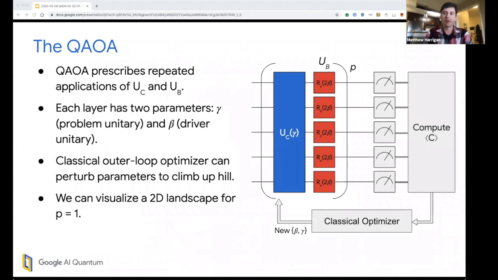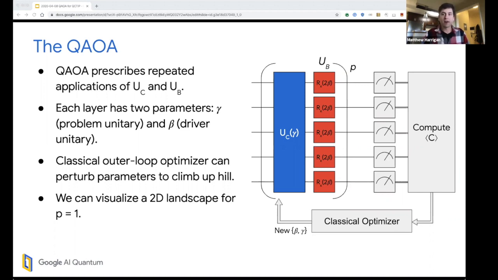And as I sort of alluded to in the study, we're using the specific prescription of the quantum approximate optimization algorithm, which consists of repeated alternating applications of a problem unitary, UC, and a driver unitary, UB, which are single qubit X rotations and easy to implement in practice. Where again, the problem unitary phases states and encodes the problem you're trying to solve, and the driver unitary drives transitions between computational basis states.